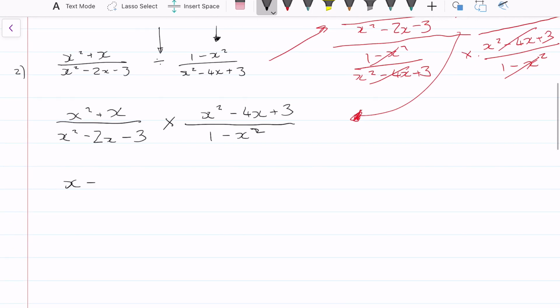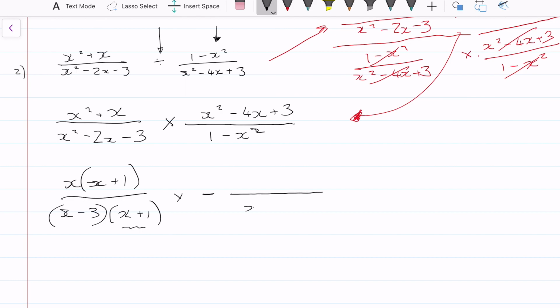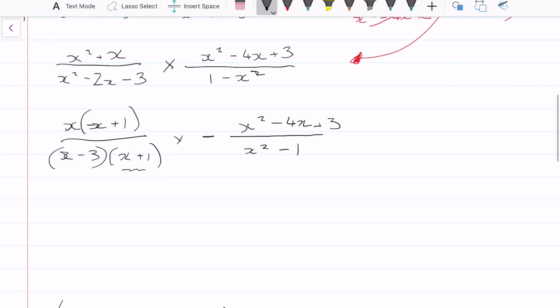So we have x, I'm going to pull out that x, so we have x plus 1. Okay, factorizing the bottom, we have x minus 3, x plus 1 times. Okay, so I can see that I have an x plus 1 here. So I'm going to introduce a negative sign here. Okay, and then I'm going to change the bottom to x squared minus 1. Okay, and then I'm going to write the top as it is. Okay, what this allows me to do is I'm going to leave the first thing.